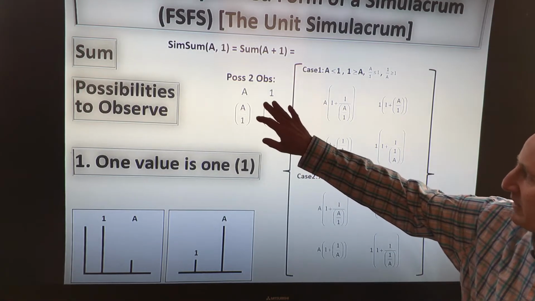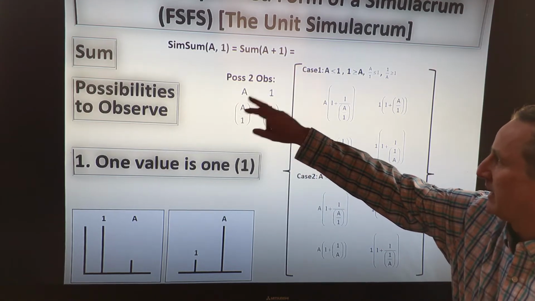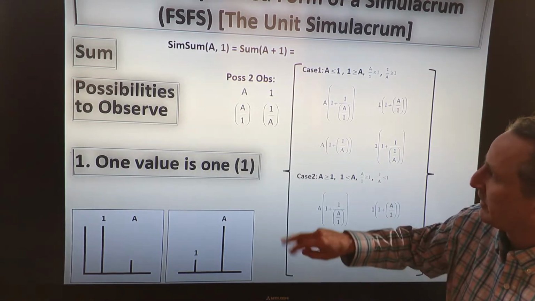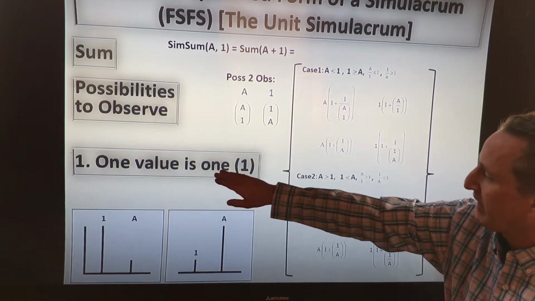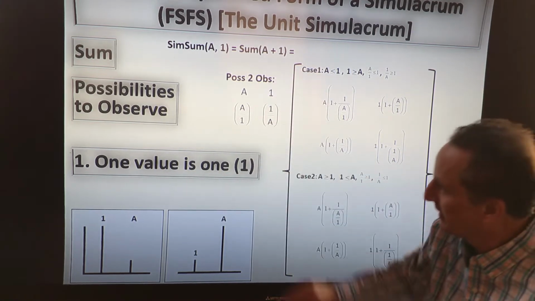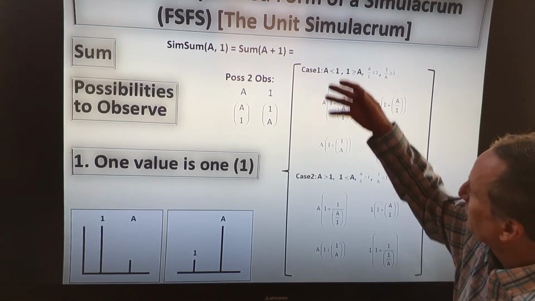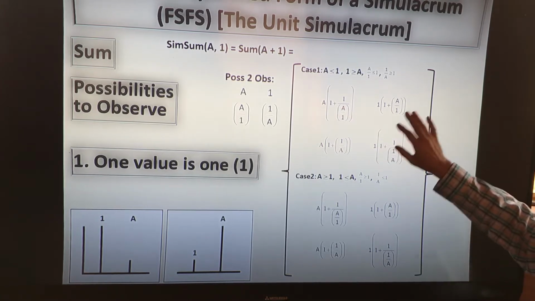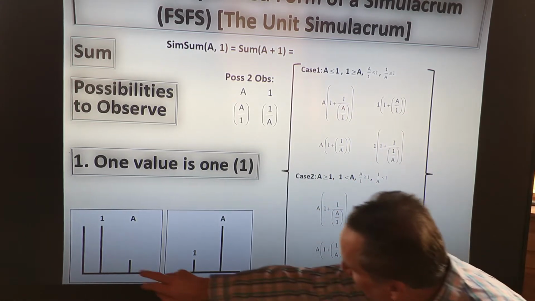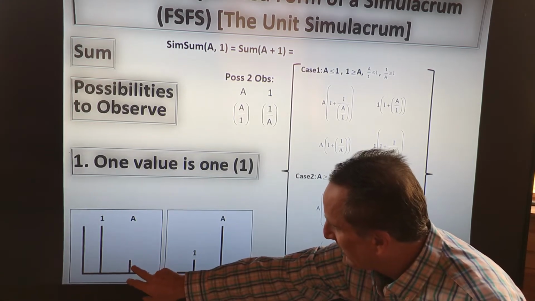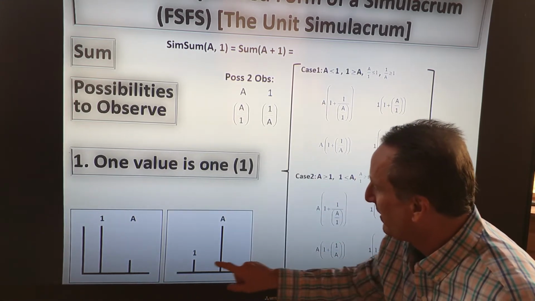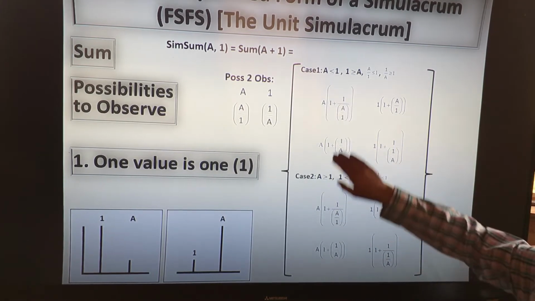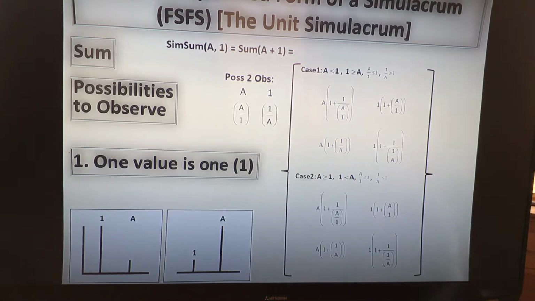It's the 4 possibilities to observe: A, and then 1, then A over 1 or 1 over A. The only specification on this is that one value is 1. A can be anything. So here's your case 1, case 2 inside Schrodinger's box, with the 4 case 1 solutions and 4 case 2 solutions. Case 1 is A less than 1, case 2 is A greater than or equal to 1, because the equalities mean that case 1 equals case 2 at the equality.